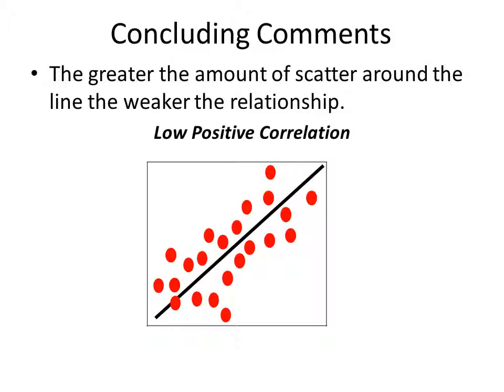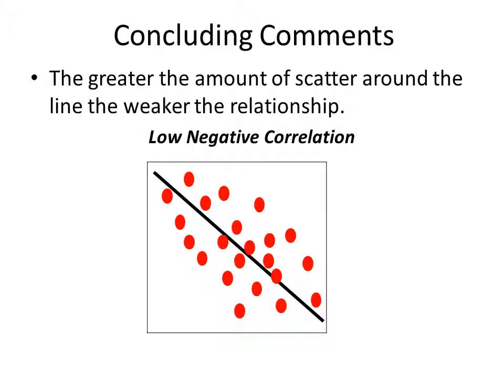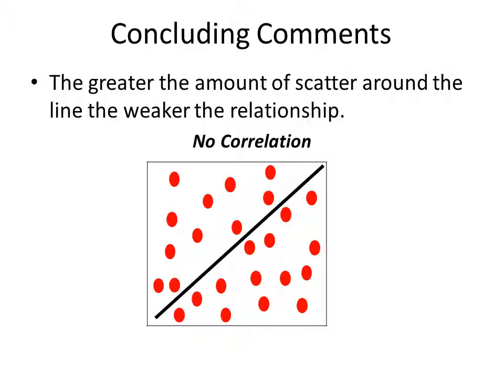And the greater amount of scatter around the line, the weaker the relationship. So for example, this would be a low positive correlation. This would be a low negative correlation. This would indicate no correlation.